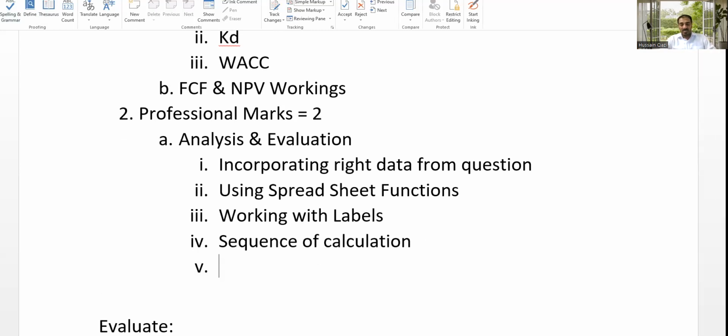And finally, comments. Comments with diplomacy. What is the meaning of diplomacy? I will tell you. If you complete your working and you have a positive or negative NPV, and you are not able to write 1 to 2 lines about the positive NPV or negative NPV, you will lose the mark. That is very important. Mark my word, you will lose the mark.